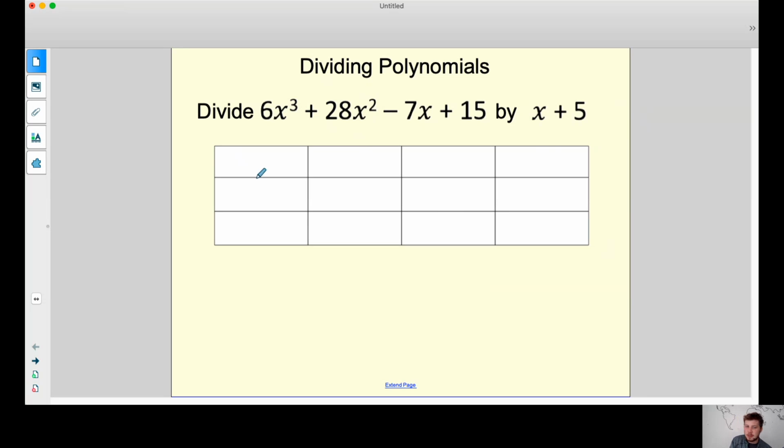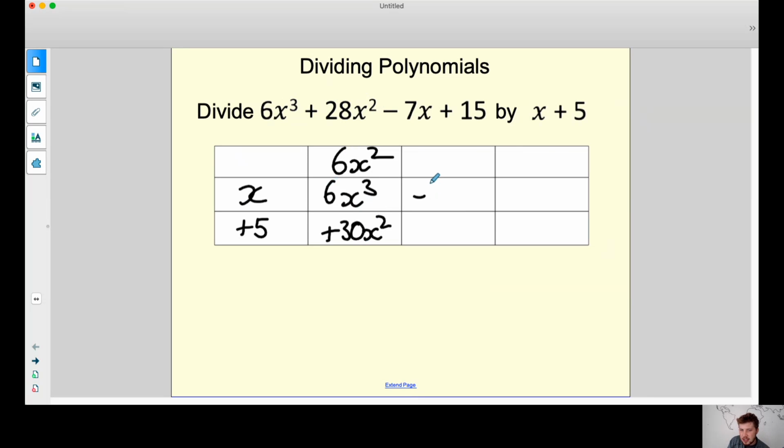So if we were dividing by x plus 5, that means we've got x plus 5 multiplied by something will give us 6x cubed plus 28x squared minus 7x plus 15. So what we do, we know it's 6x cubed, so we're going to put that in here. And the only thing that can multiply it would be 6x squared. That would then give us plus 30x squared when we fill out the rest of our cubic. I know we need plus 28x squared.